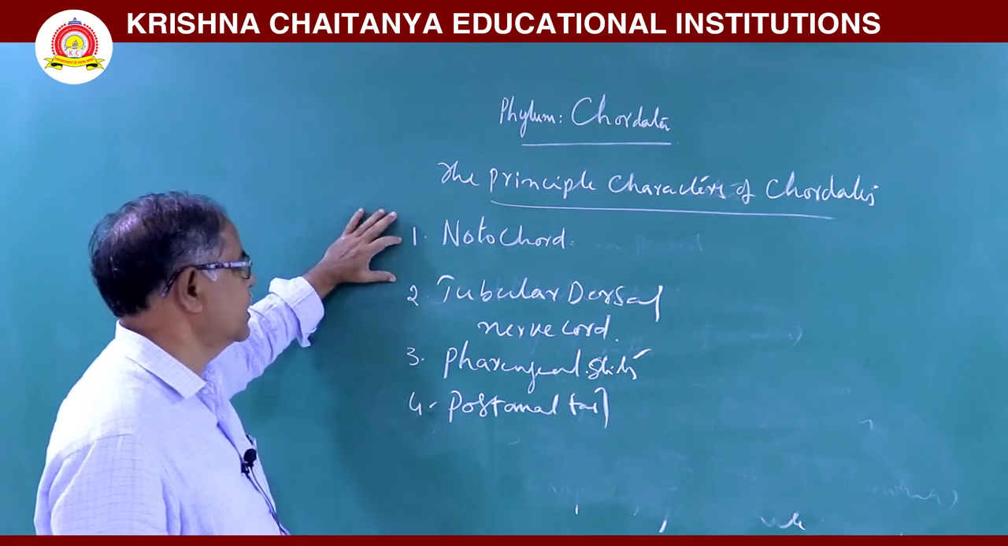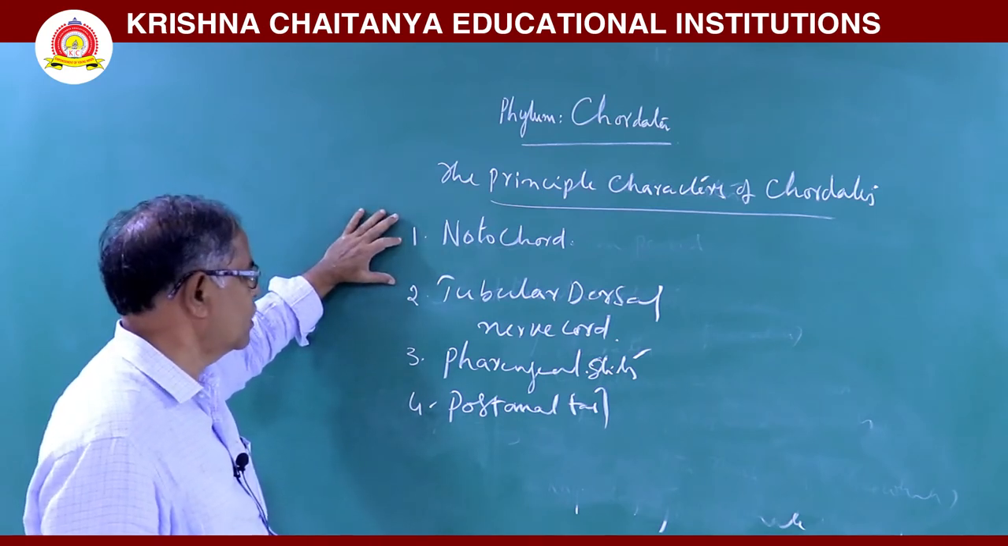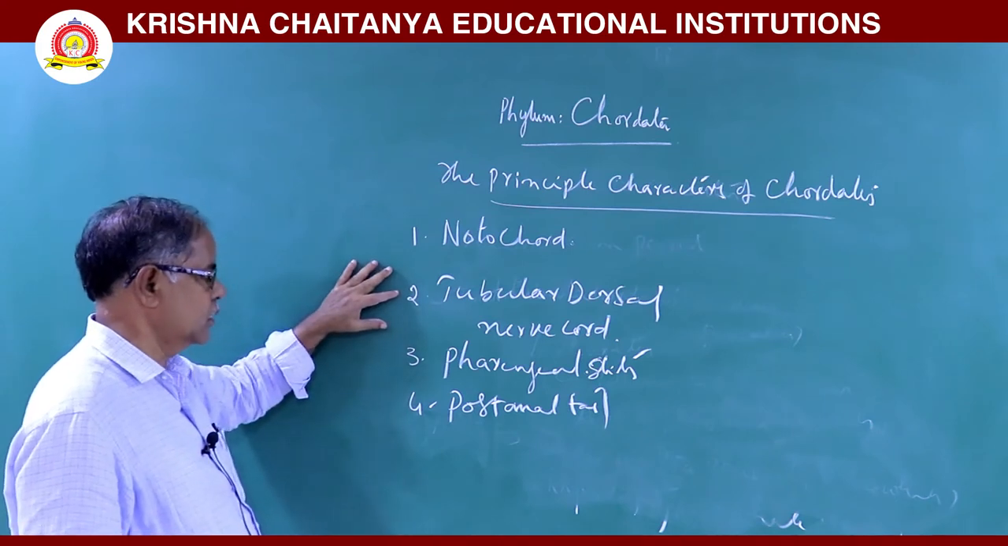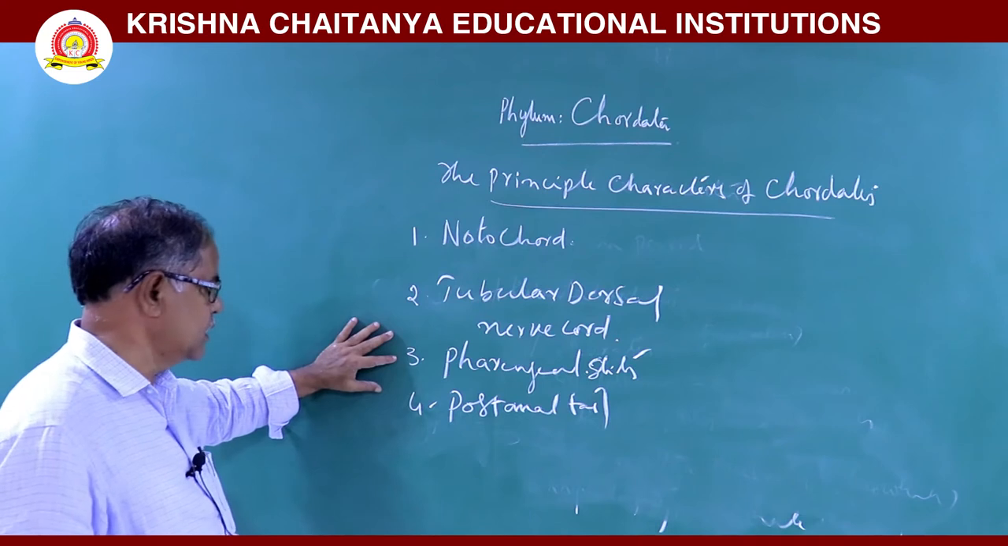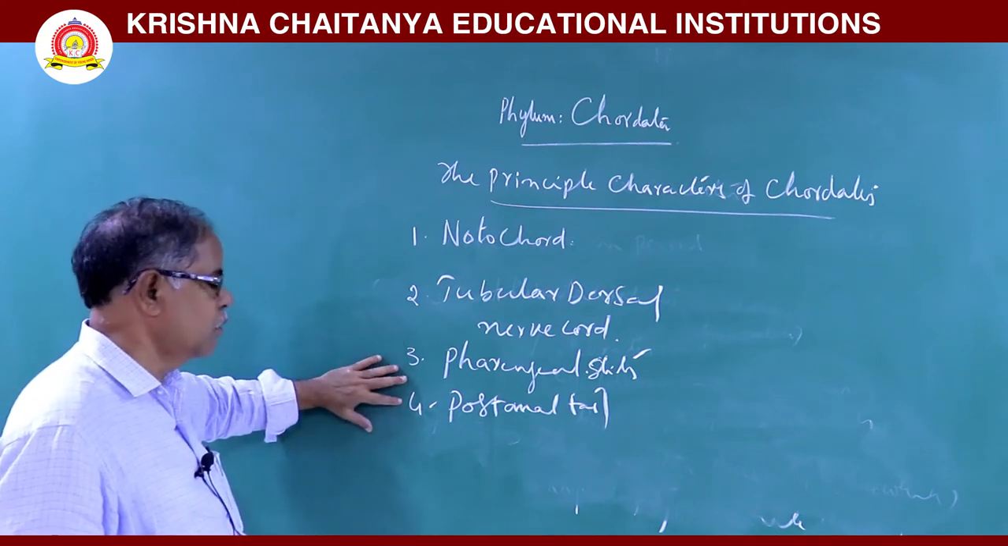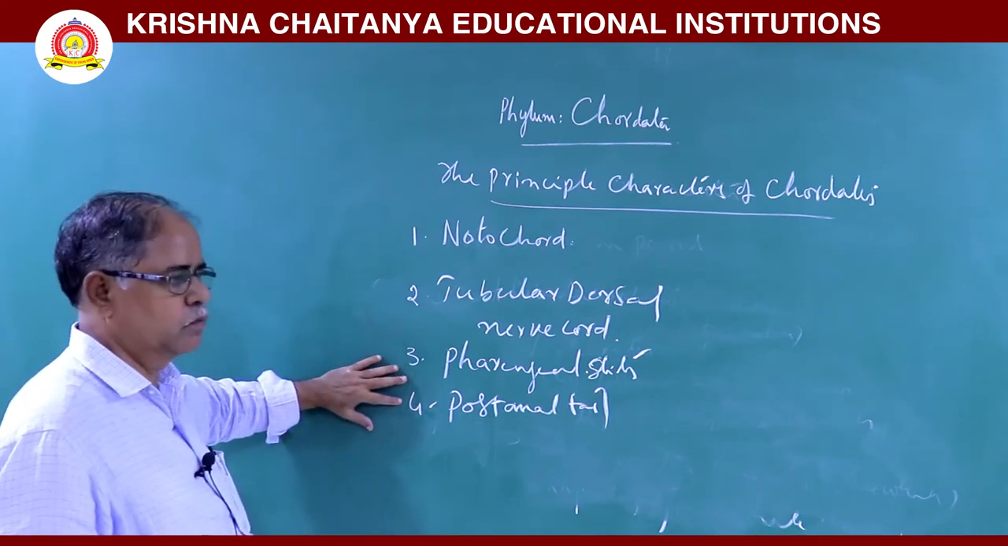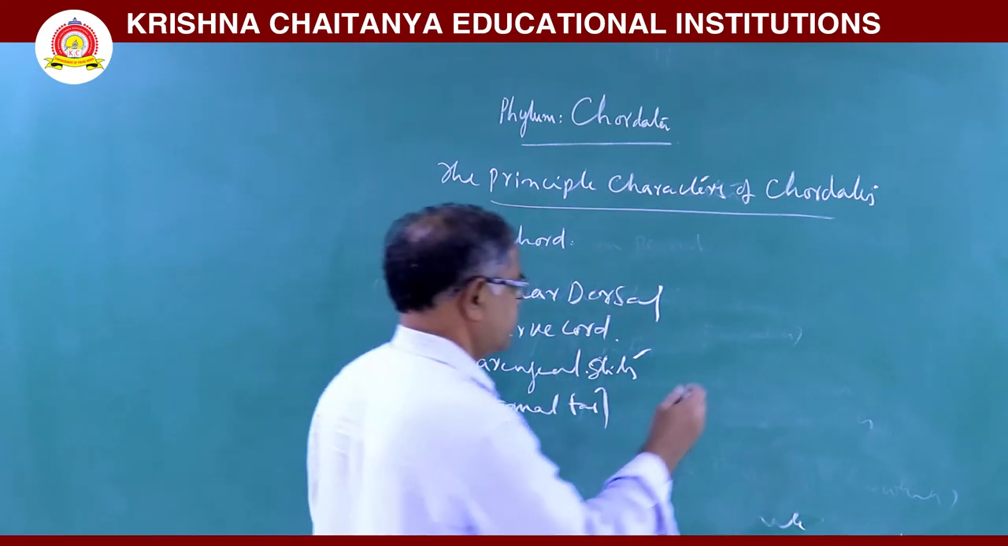First is possessing of notochord. Second one is a tubular dorsal nerve cord. The third one is possessing of pharyngeal slits. Fourth one is a post anal tail.